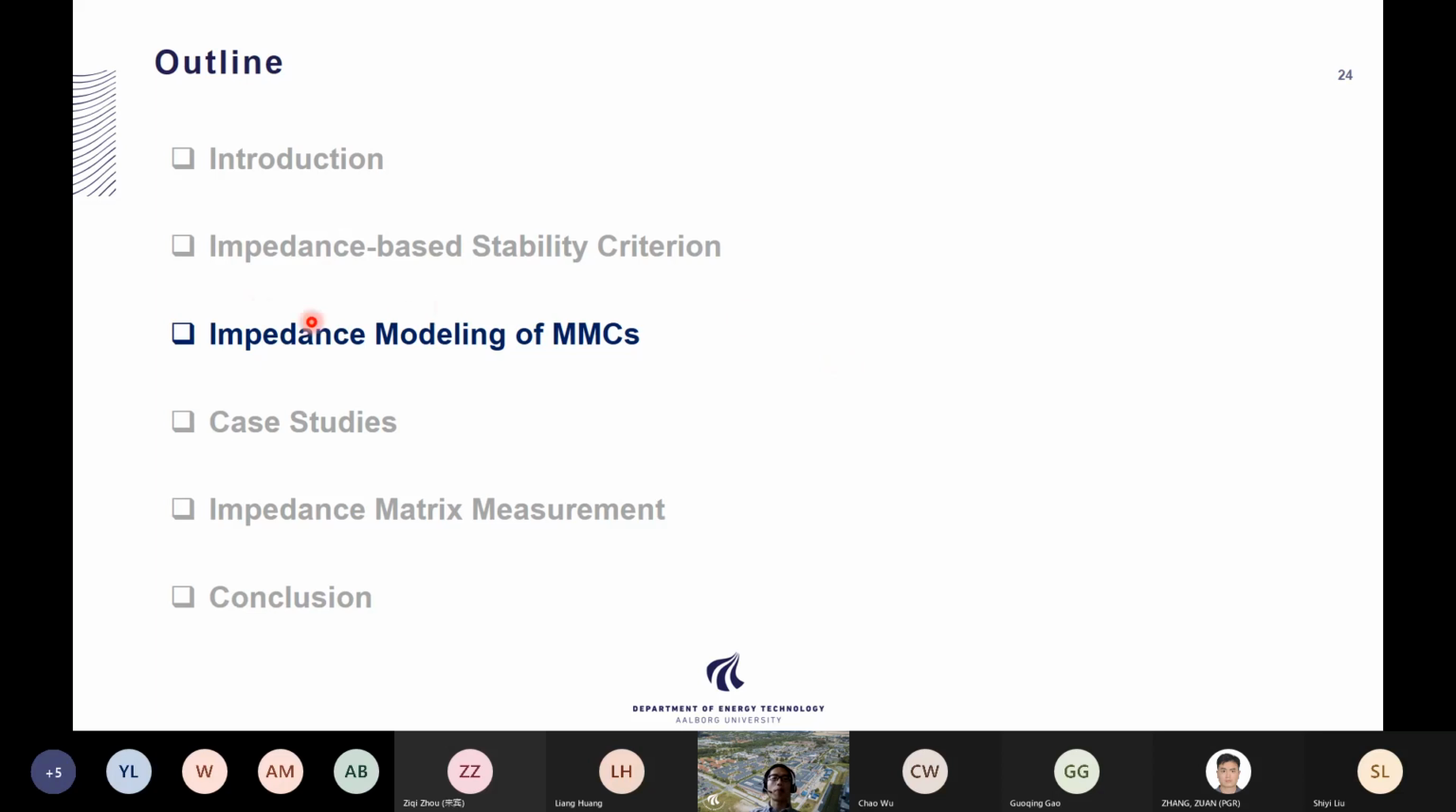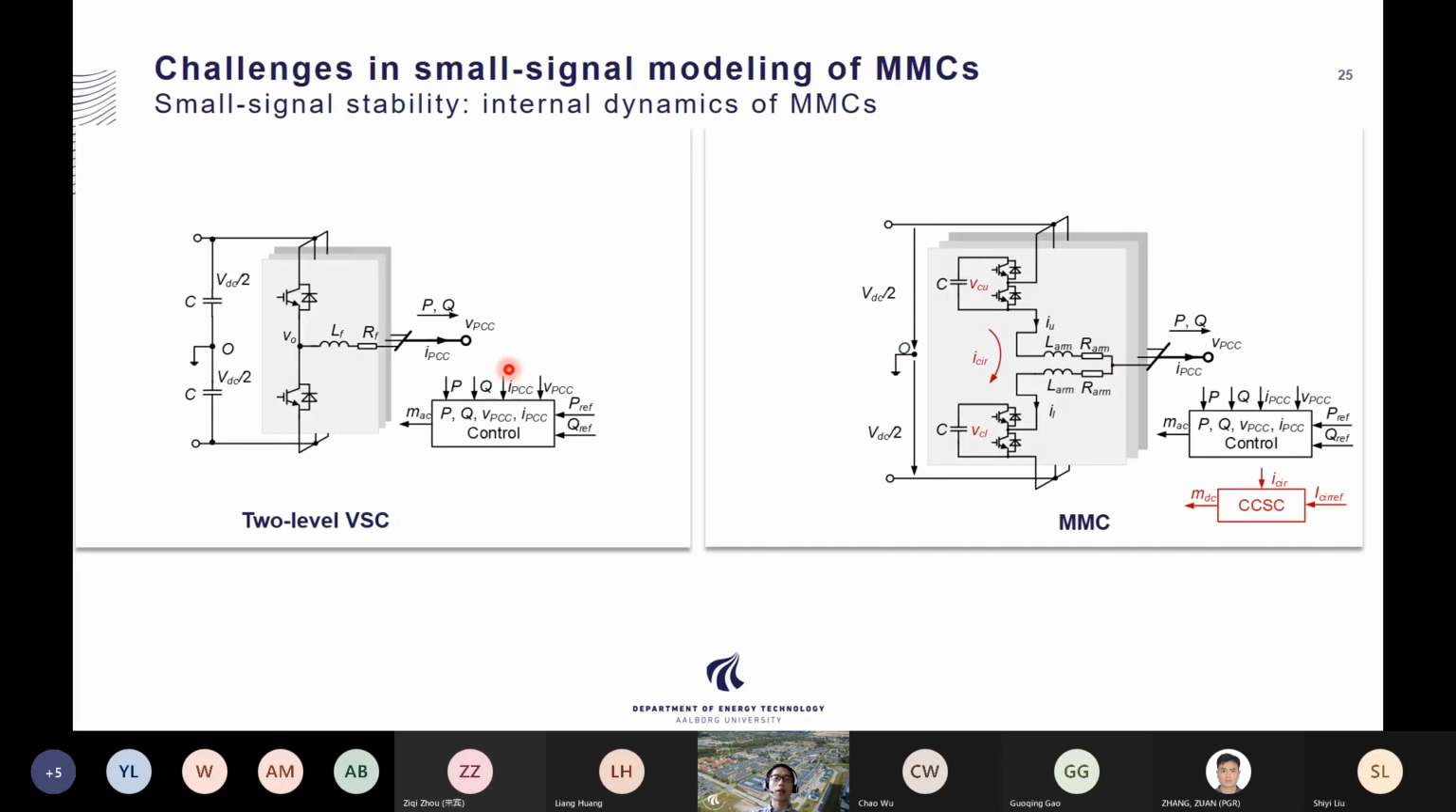But before we implement the impedance-based stability criterion, of course, we have to get the impedance of the MMC and the wind power plant. That is why we have to do the impedance modeling. That is what I will address later in this part.